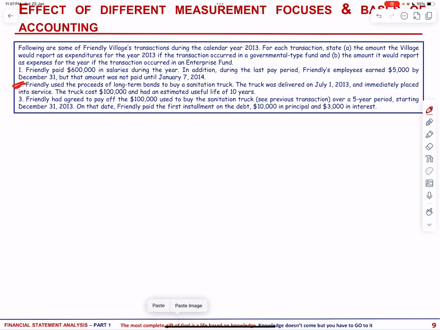In number 2, there is a purchase of a sanitation truck. Friendly uses the proceeds of long-term bonds to buy a sanitation truck for 100,000. That was delivered and placed into service on July 1. The truck has an estimated life of 10 years.